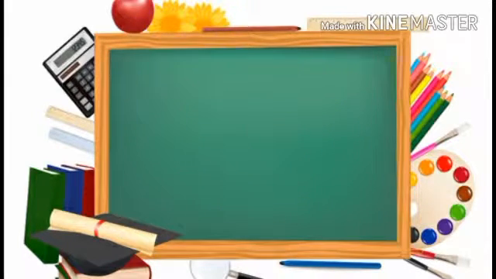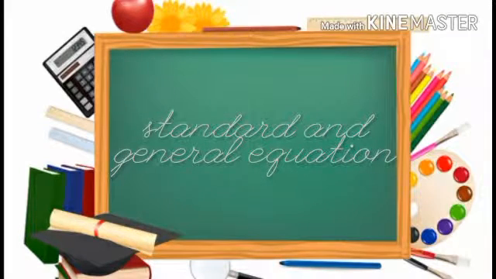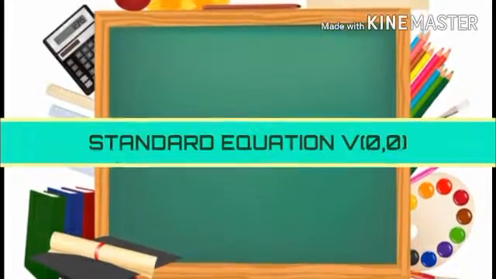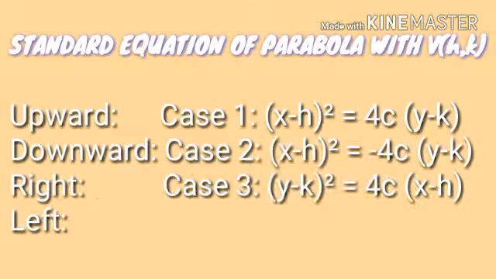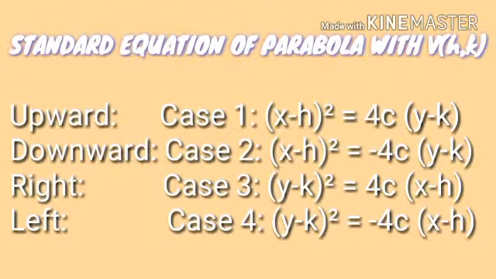So let's start. An equation of a parabola can be written in a standard or general form. We're going to start first with the standard equation of a parabola whose vertex is located at the origin. These are the four cases of the standard equation of a parabola. But if the vertex is located at (h, k), we'll use another set of four cases. But don't worry, it is just the same as the first four cases I gave earlier.